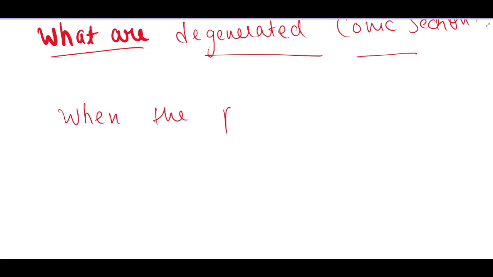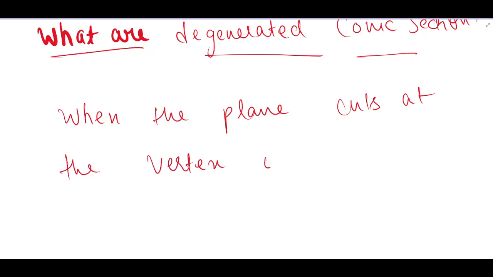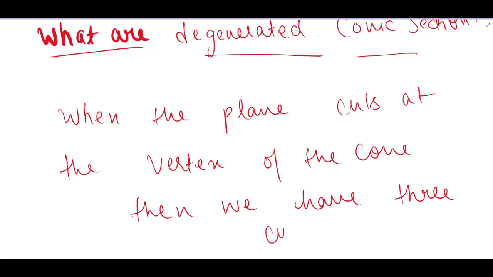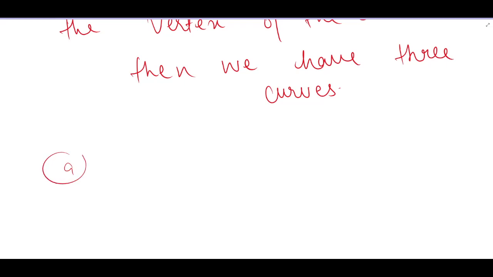When the plane cuts at the vertex of the cone, then we have three curves. That is, when beta is greater than alpha and less than 90 degree, the section is a point.